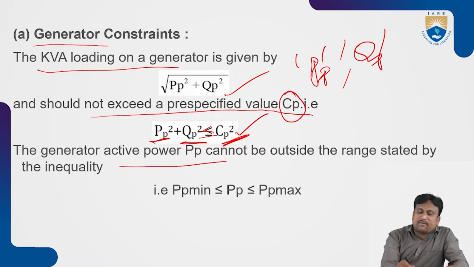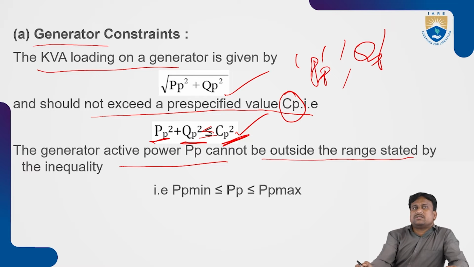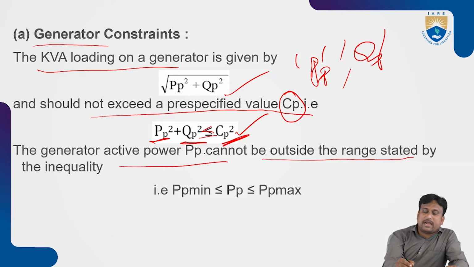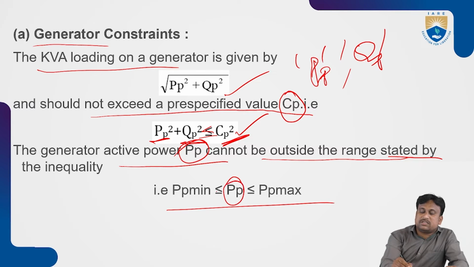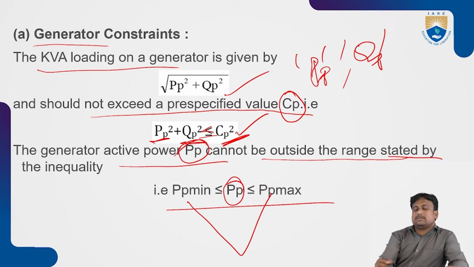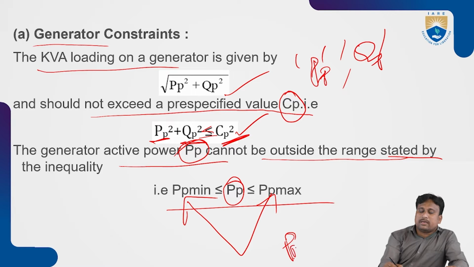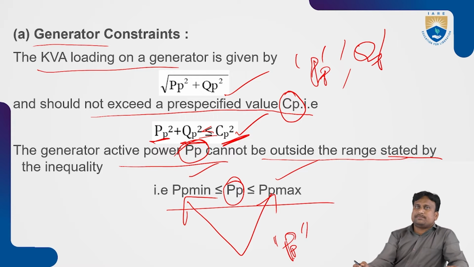So generator active power cannot be outside the range stated by the inequality. That we must consider. This is the generator active power coefficient PP. We should not exceed its range as stated by the inequality. So we may say that PP minimum is less than or equal to PP maximum. So PP lies in between the limits PP minimum and PP max. In between that, our real power coefficient PP should lie.